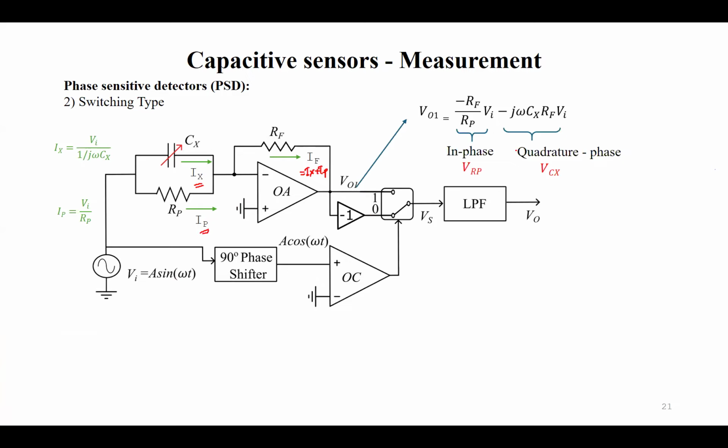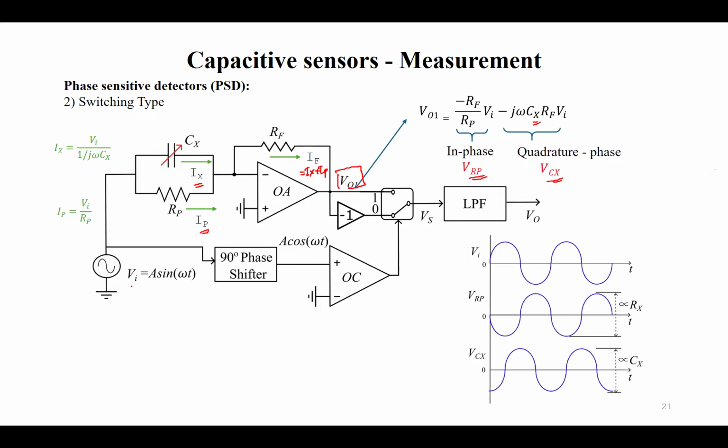And because of that, there will be a similar voltage in phase and quadrature component voltage at V01. Correct? So I'll call this in-phase component VRP and the quadrature component VCX, denoting that in-phase is a function of RP and VCX is a function of CX, right?